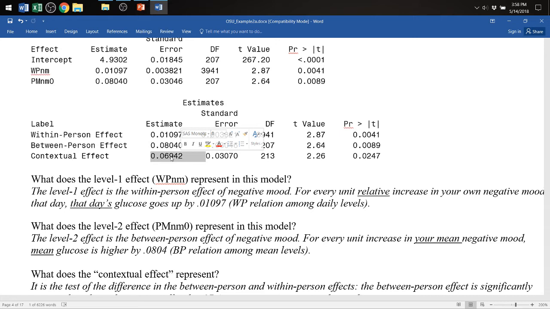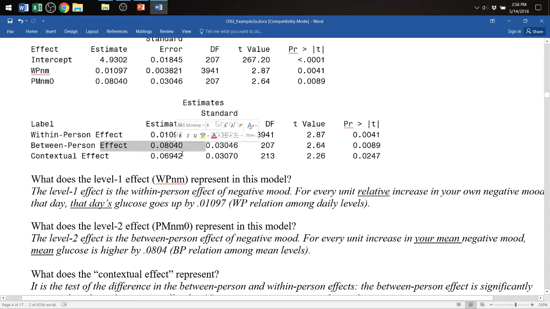So once I know whether or not you're having a grumpy day, does it matter what you said the rest of the days? If it does, we have a contextual effect. So within plus contextual equals between. So between person, as labeled here, and contextual are both level 2 effects. Between person is not controlling for today. Contextual is after controlling for today.